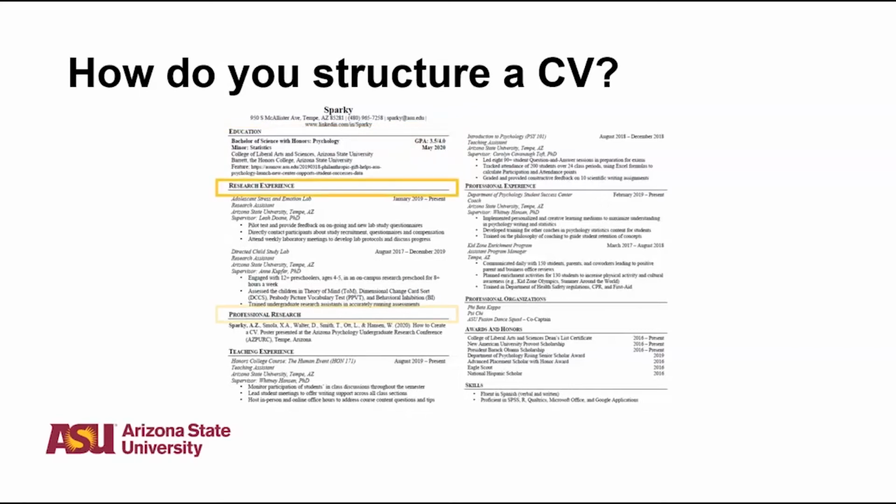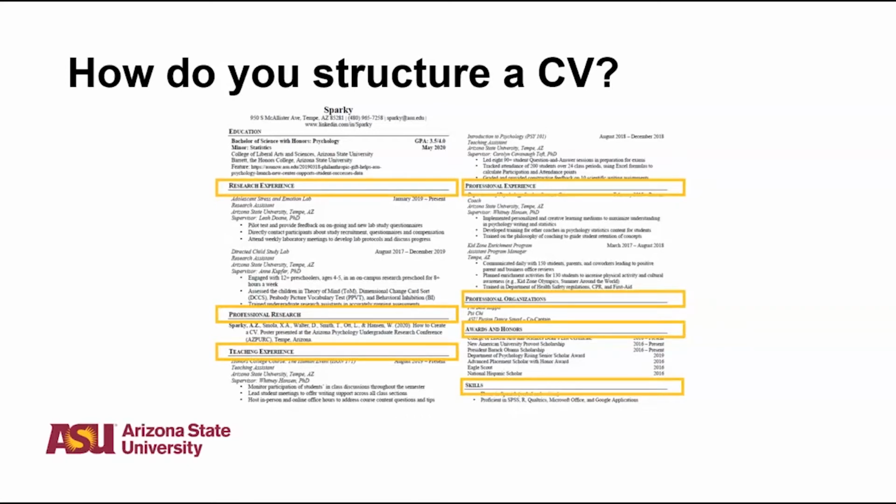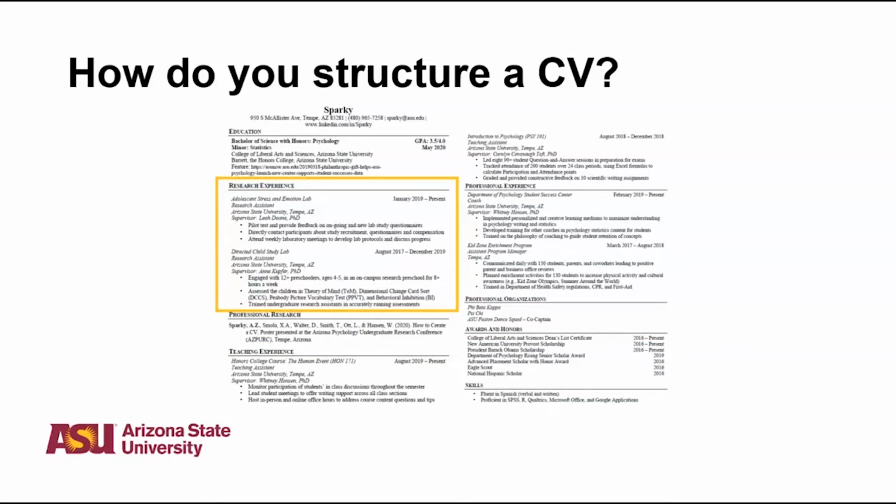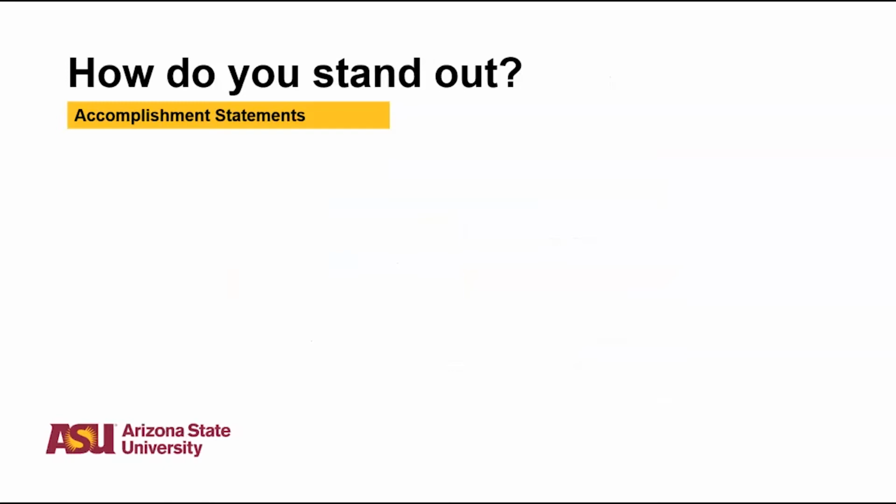The following sections should be ordered in terms of relevance and importance. So for example, listing your skills is important, but showcasing your research or teaching experience showing how you use those skills would be more relevant. Lastly, within each section, experiences should be listed in reverse chronological order, so listed by the most recent to the oldest experiences. So once your CV is structured appropriately, how do you make your experiences stand out?